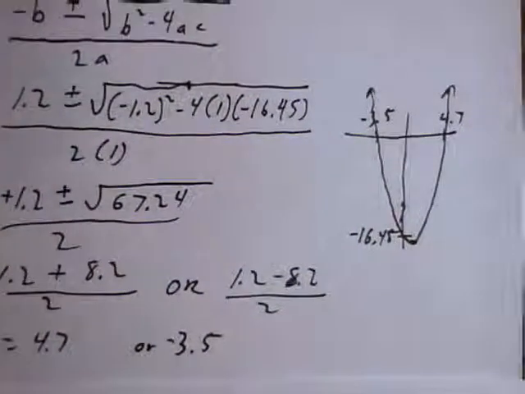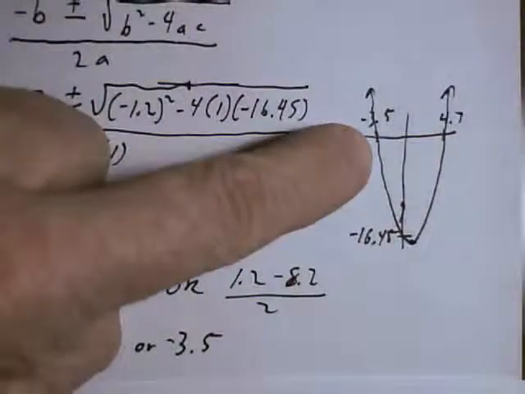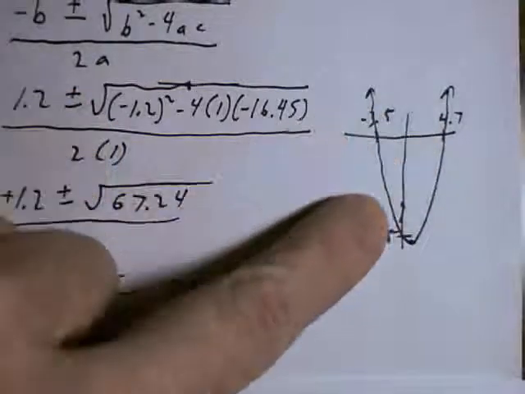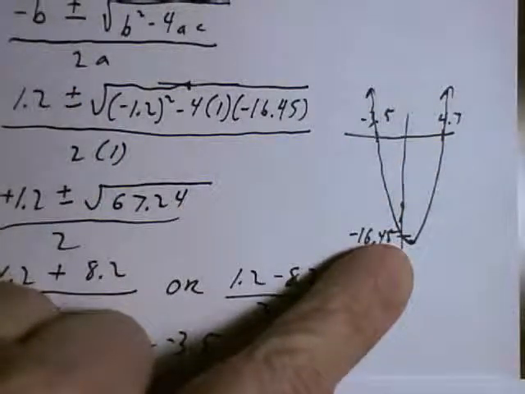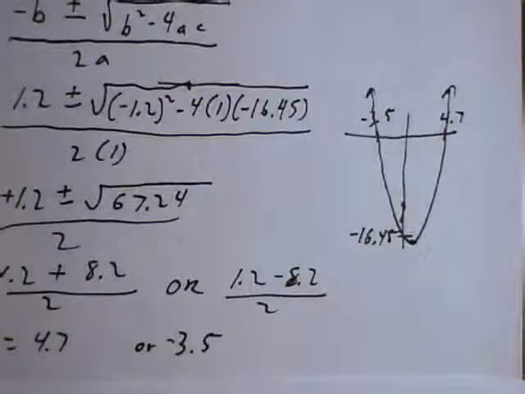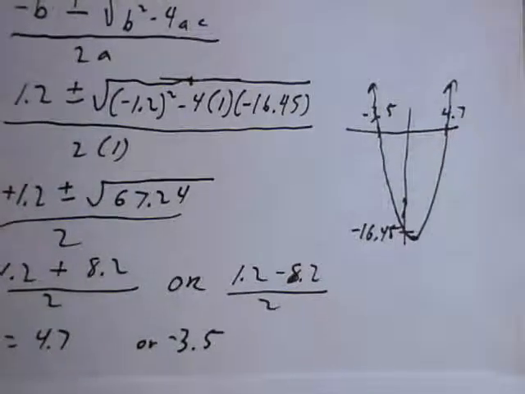And if I were to graph that, I would have a root at negative 3.5, a root at 4.7. My y-intercept is negative 16.45. The function crosses the x-axis at 2 places for 2 roots.